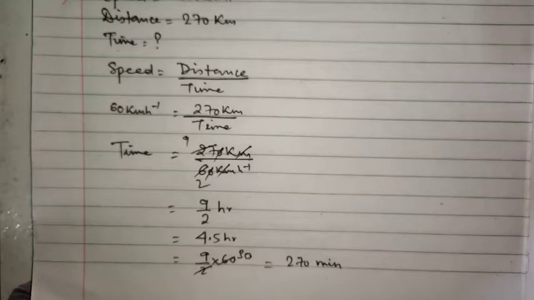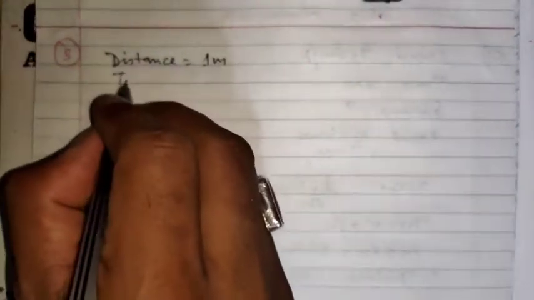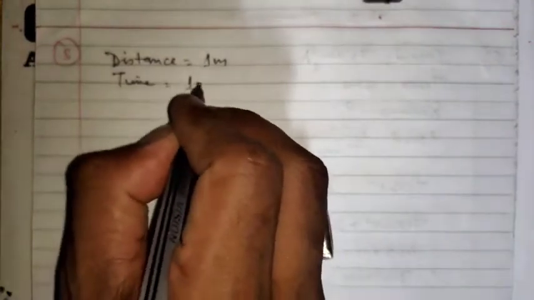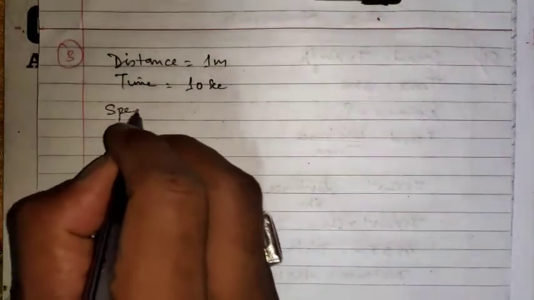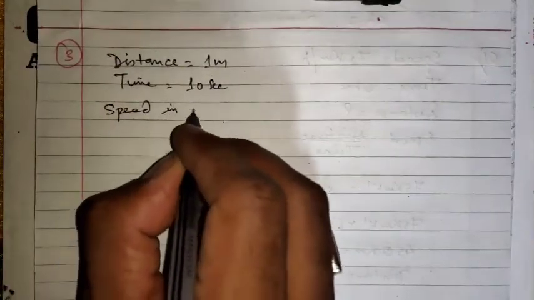Now next we will see question number 3. Our next question number 3 is saying an ant covers 1 meter distance. It means that distance is given. Distance is equal to 1 meter in 10 seconds. Time is also given. Time is equal to 10 seconds. What is the speed of the ant in centimeter per second? The question is asking to find the speed in centimeter per second.